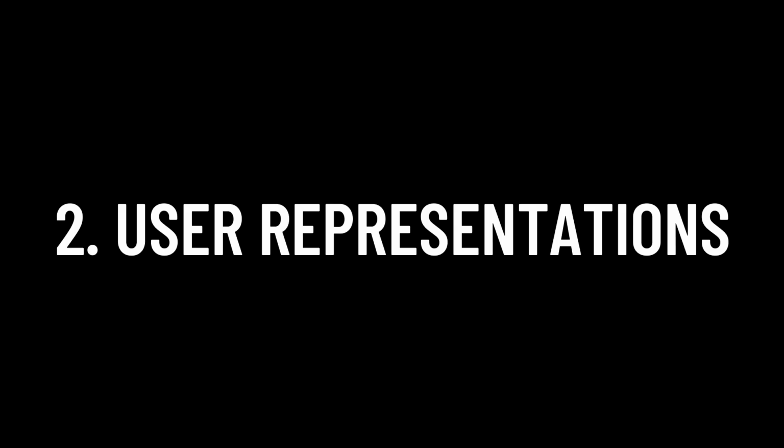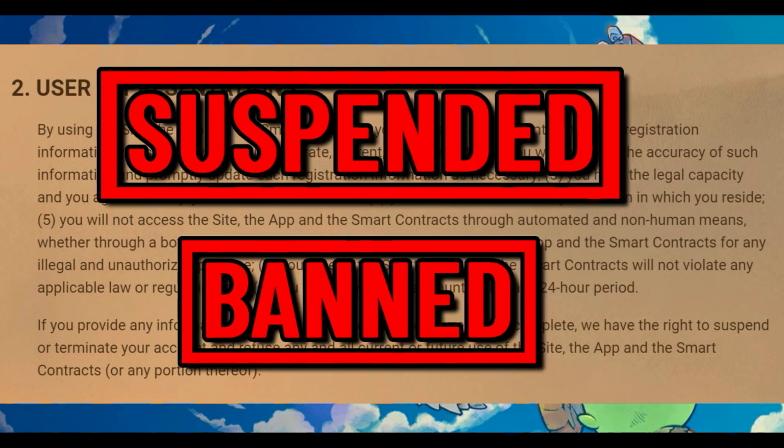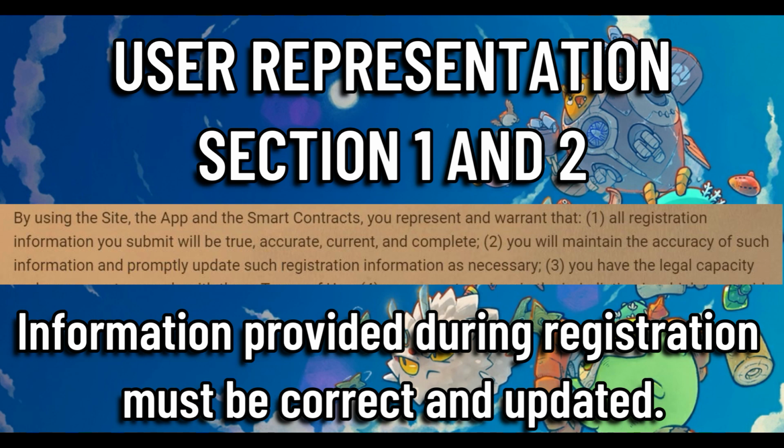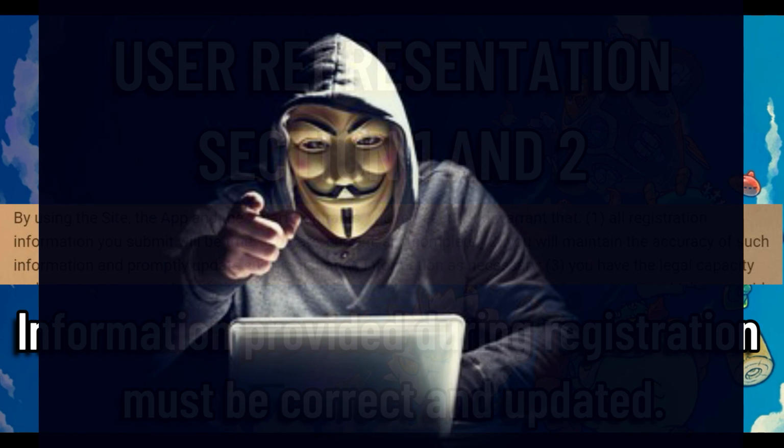Number 2. User representations. This is the section where most of the players often violate, which can lead to getting suspended or banned. So we can go through this section a little bit more thoroughly. The first 2 parts of the section say that all information that you submitted when you registered on the site was true, accurate, current, and complete, and that you will have to keep this information updated. This is easy, after all, who would ever lie about their identity on the internet?